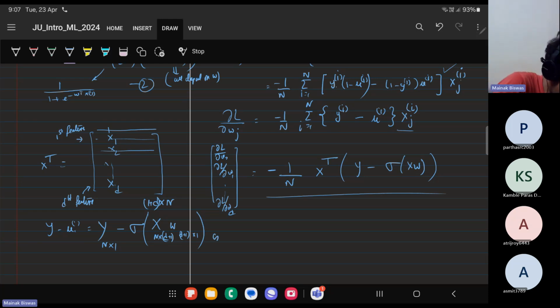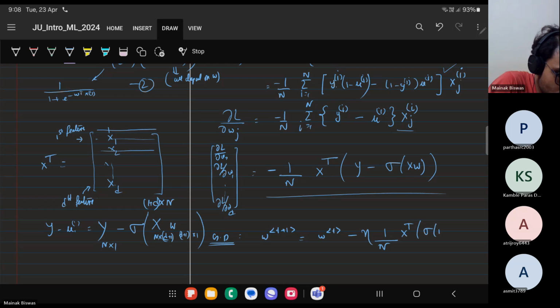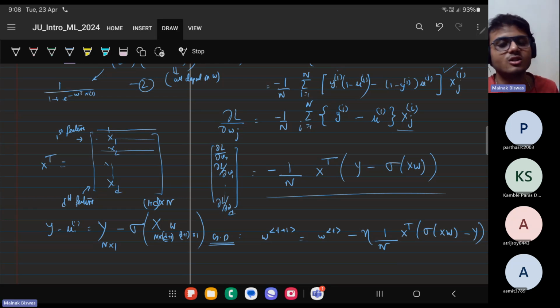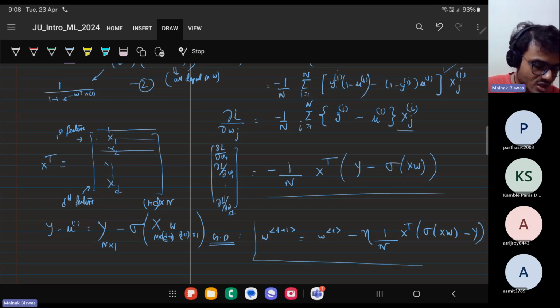So my gradient descent update will be w(t+1) equals w(t) plus, or I can even write minus, eta by 1 by n, x transpose, y minus mu. There is a very intuitive explanation of this. Can anyone tell me what the intuitive explanation is? This is my update function. I'll show it today when I show the code how it works.